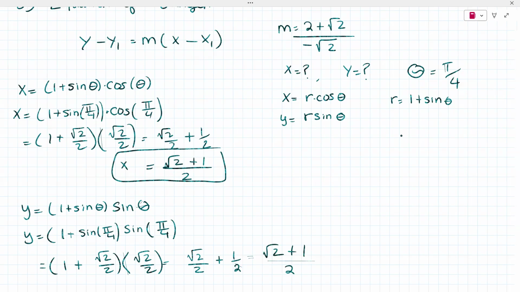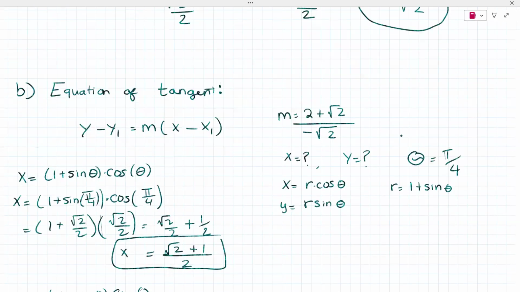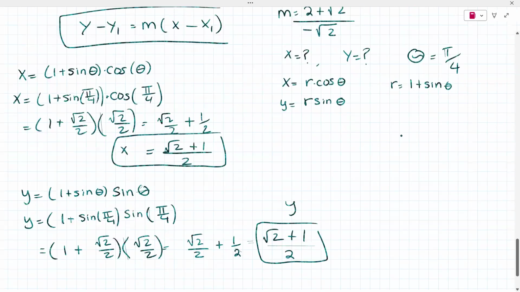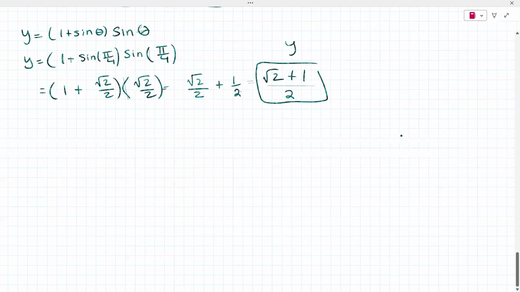Okay, now is that our answer? No, so this whole thing is your y coordinate. We need to put it in this form, right? So now we can simplify it.